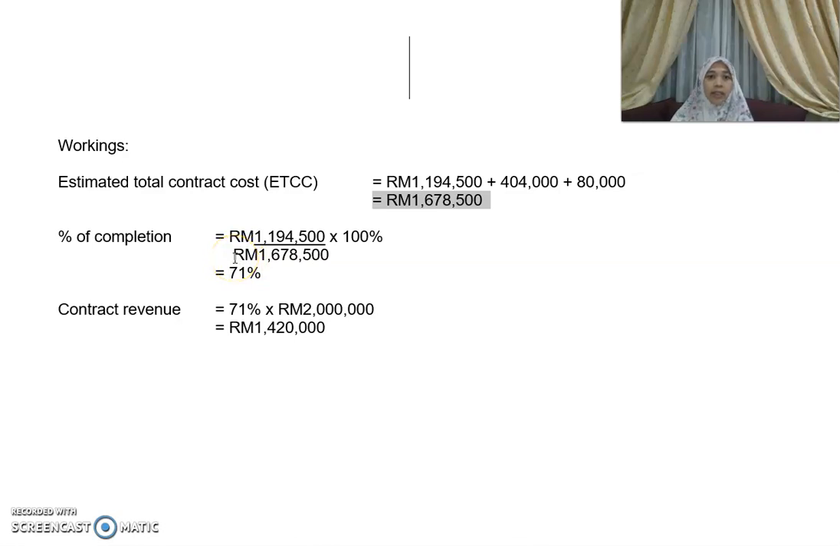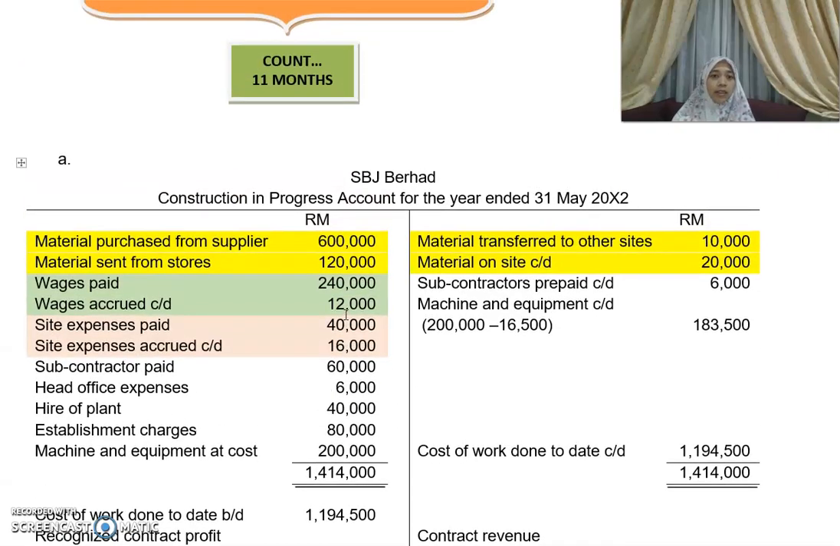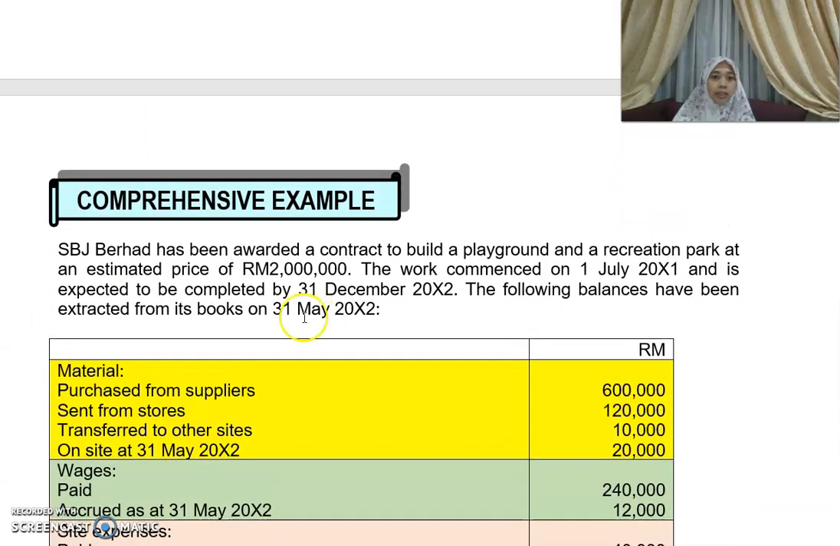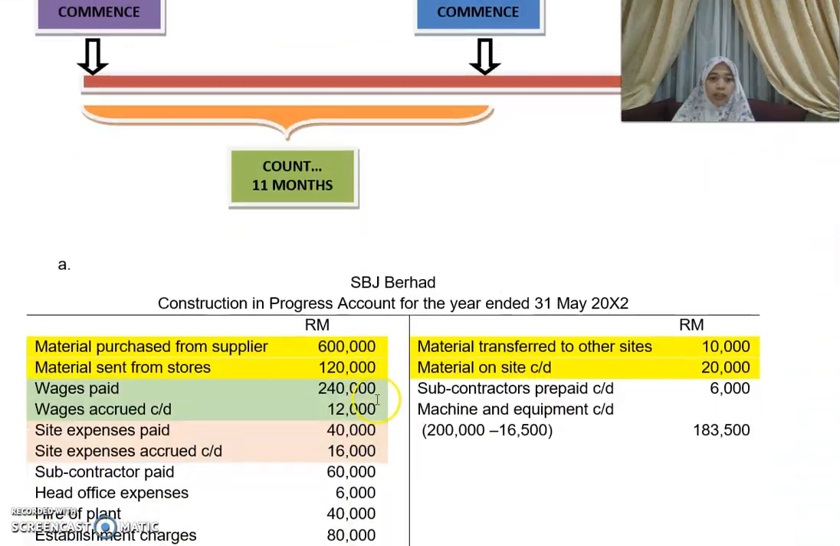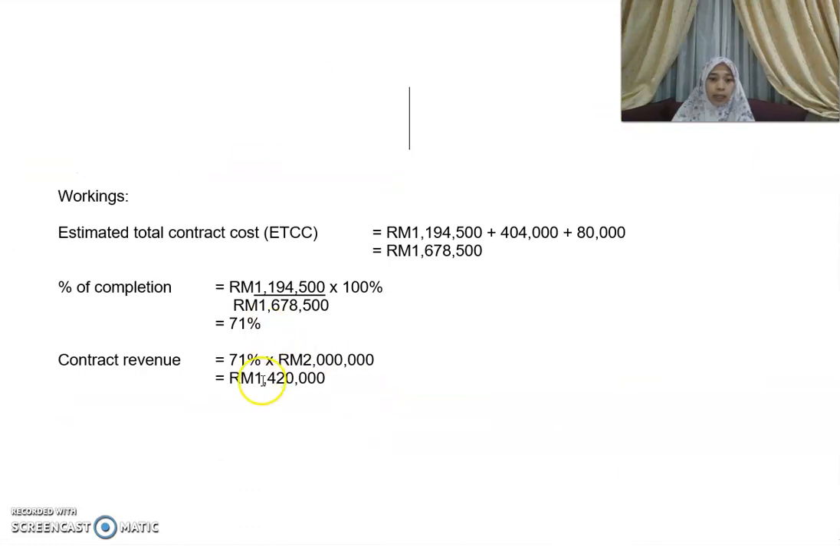So your percentage of completion will be the cost of work done to date, that is 1,194,500, divided by your estimated total contract cost, which you just calculated here. So that gives you 71% as the percentage of completion. That 71% you need to times with the contract price. From the very beginning of the question, you remember, the estimated price of 2 million. So that is your contract price, 2 million times 71%. That gives you 1,420,000. And what is that? That is your contract revenue.